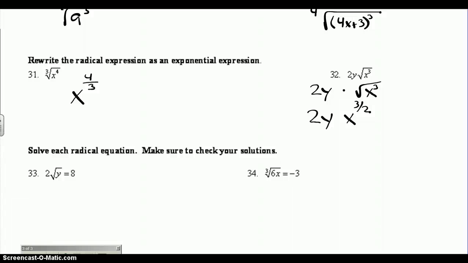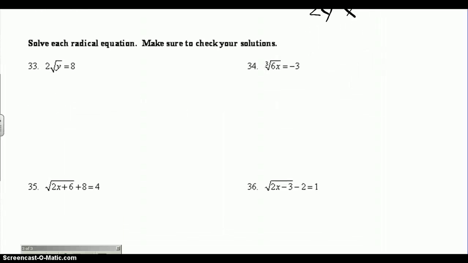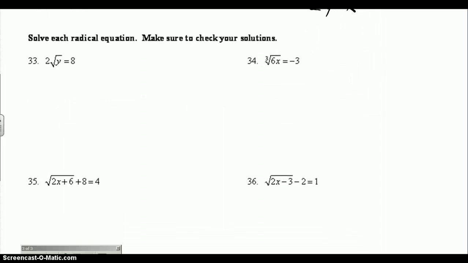Okay, now we have about 6 more problems, and they are all solving. Okay, and remember when we solve each radical equation, we need to isolate what is being raised to the exponent, or what is taking the radical of it. So I need to isolate this y. The way I'm going to do that is I'm going to divide both sides by 2. So now I have the square root of y equals 4. And now to undo a square root, we have to square both sides. So if I square both sides, you'll see that I should get y equals 16.